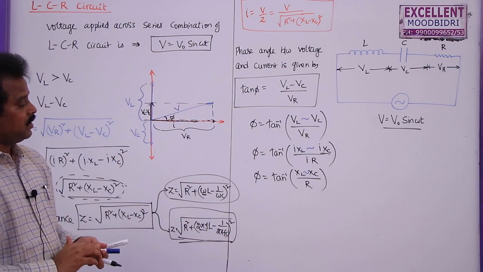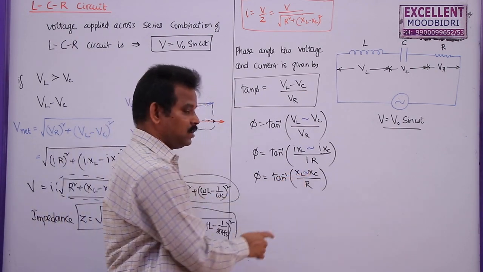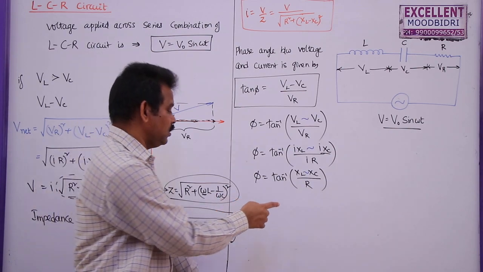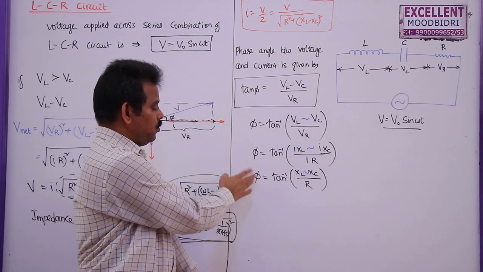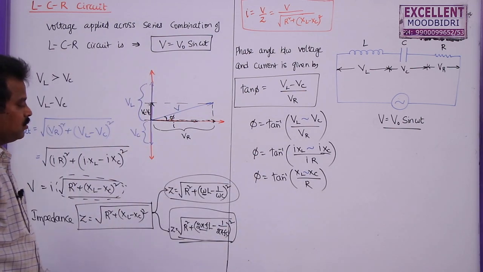Suppose if XL is greater than XC, you can write XL minus XC. If XC is greater than XL, you can write XC minus XL. Suppose if XL is equal to XC, then this will become 0 by something, so the phase angle will be 0. That we'll discuss later. Now this is how you can find out the phase angle.